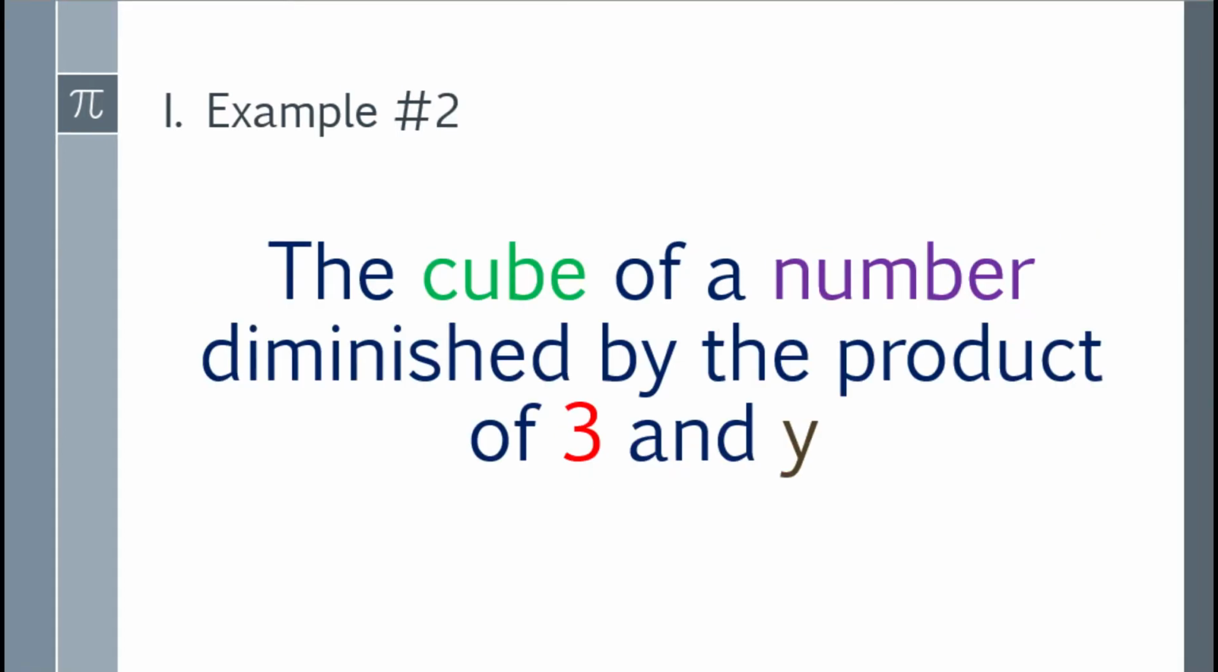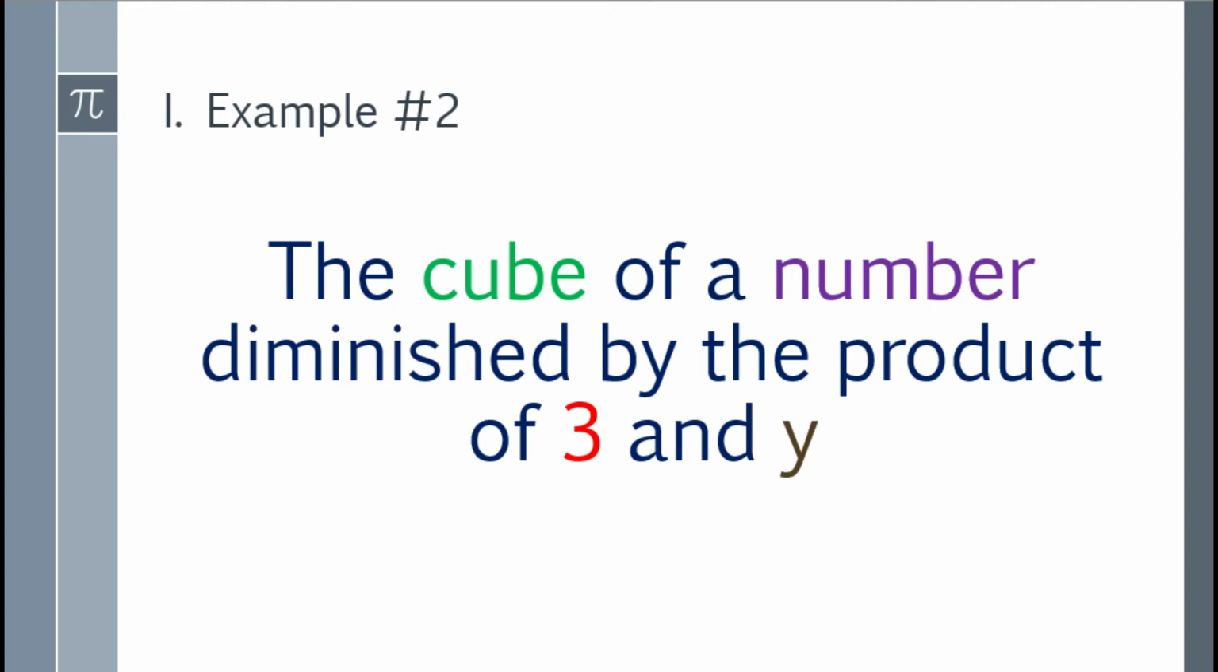Example number 2, the cube of a number diminished by the product of 3 and y. So, dalawa yan. Yung cube of a number, tapos yung product ng 3 and y. At pagkasamay mo ng diminish, which is yung subtraction sign or yung minus sign. Okay, so ano bang meron tayo?